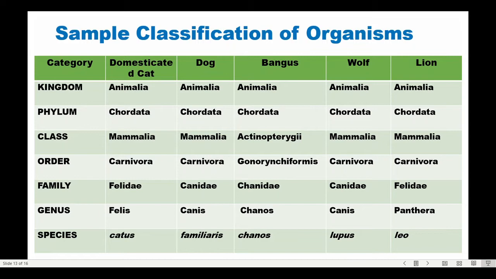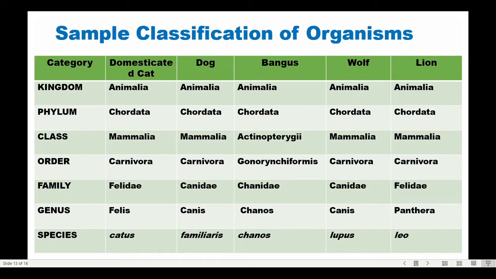Ayan na. Felis, si cat. Canis, si dog. Bangus, Chanos. Wolf, Canis. Lion, Panthera. So, tingnan natin si cat and si lion. They belong both to Felidae, pero pagdating sa genus, naghiwalay na, no? Mas lumiit yung relationship nila. Kasi, mapupunta na sa Felis, yung genus ni cat, Panthera naman si lion. Kaya nga si Pink Panther, diba? Hindi naman cat si Pink Panther. Panthera, kasi lion siya. Diba?